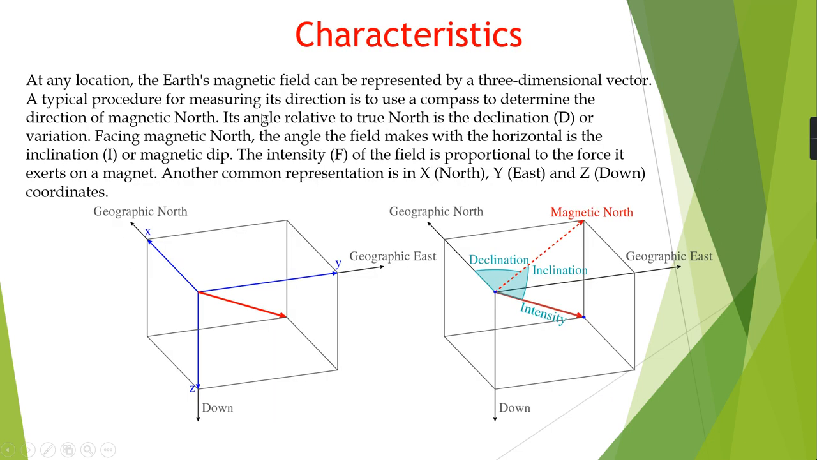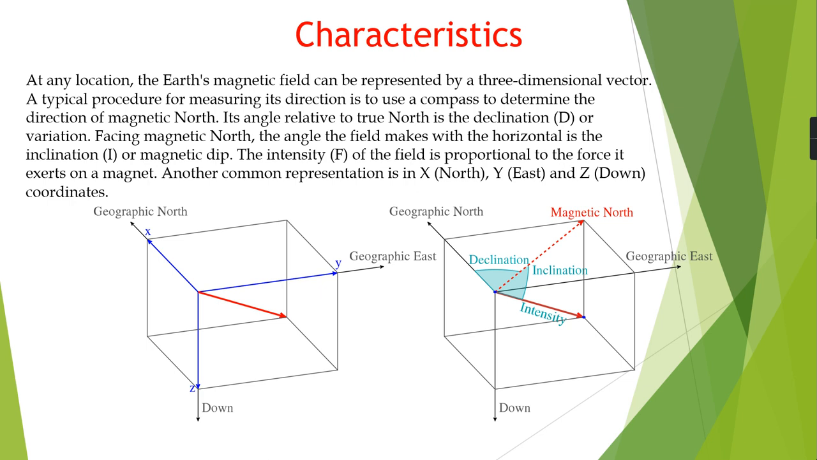Characteristics of Earth's magnetic field. At any location, the Earth's magnetic field can be represented by a three-dimensional vector. A typical procedure for measuring its direction is to use a compass to determine the direction of magnetic north. Its angle relative to true north is the declination, denoted by D, or variation. Facing magnetic north, the angle the field makes with the horizontal is the inclination, or magnetic dip. The intensity, with symbol F, of the field is proportional to the force it exerts on a magnet.